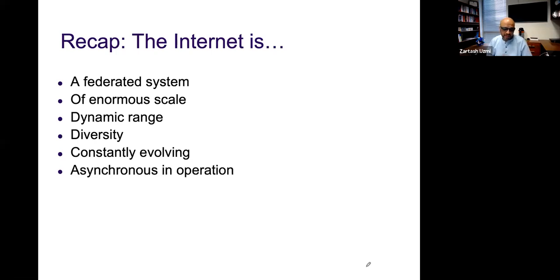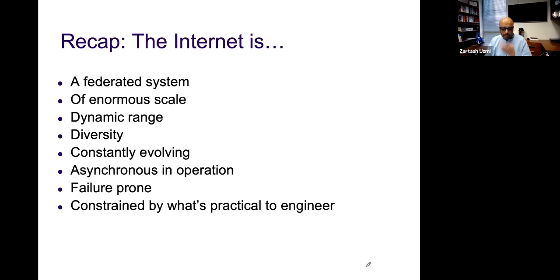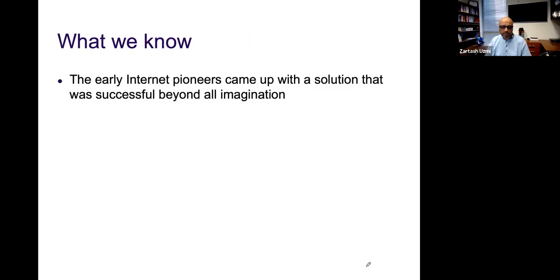It's asynchronous in operation, and it is also failure prone, constrained by what's practical to engineer. So what we know about the internet is that the early internet pioneers came up with a solution that was successful beyond all imagination. They had no idea in the 1970s that it would become such an enormous thing. उन्होंने तो 2 nodes लगा दी थी, 3 nodes लगा दी थी. There were only a couple of nodes, and then this experiment just took a snowball effect, and it has become so large.